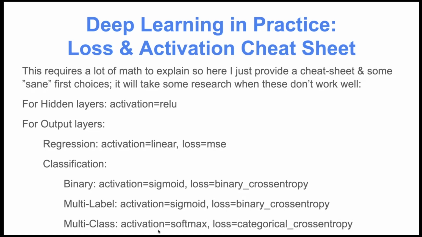And finally, for multi-class, we'll use a softmax activation function and another loss function called categorical cross-entropy. These are good rules of thumb. I wouldn't deviate from them unless the paper prescribes some very specific loss function.